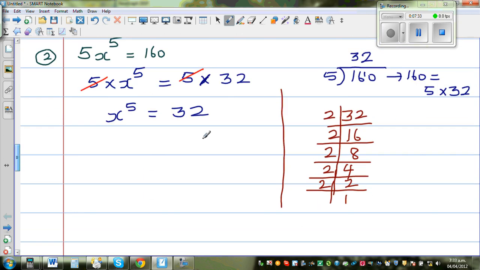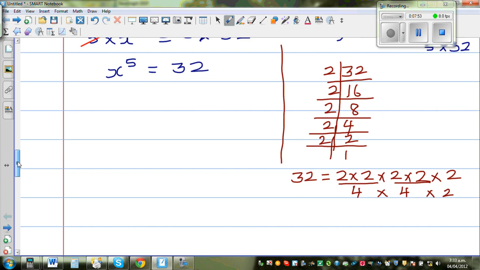So what does this mean? This means 32 is nothing but 2 times 2 times 2 times 2 times 2. So let's confirm. What is 2 times 2? Which is 4. What is 2 times 2? Which is 4. And times 2.